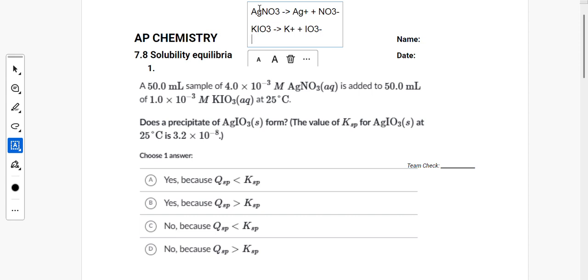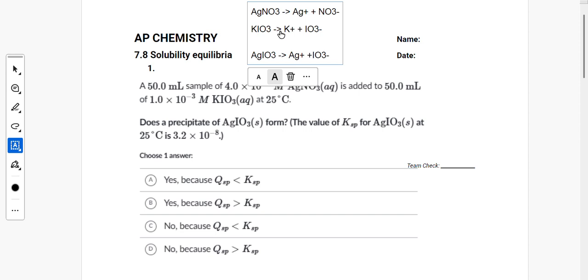Okay, and so then they want us to use that information to say, okay, we've got silver iodate, AgIO3, and see what it's going to break down into. And you guys have already guessed that. It's going to be Ag plus, plus IO3 minus, because there's only one of each, one of each, one of each.